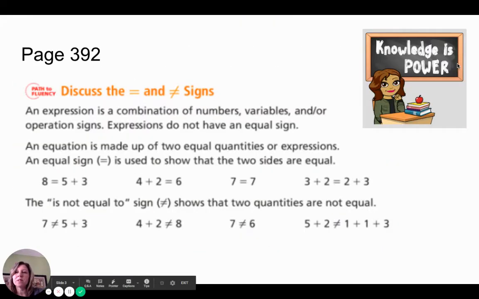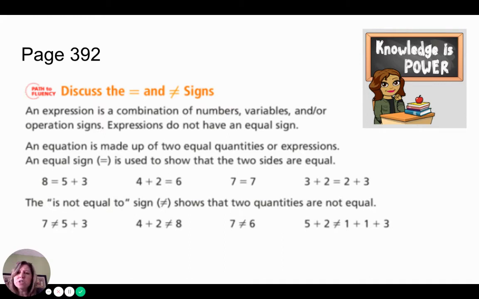All right. Let's open up our math books to page 392. We're going to talk about the equals and the not equal sign, okay? Another way to say that is equalities and inequalities. An expression is a combination of numbers, variables, and/or operation signs. Expressions do not have an equal sign. An equation is made up of two quantities or expressions. An equal sign is used to show that two sides are equal.